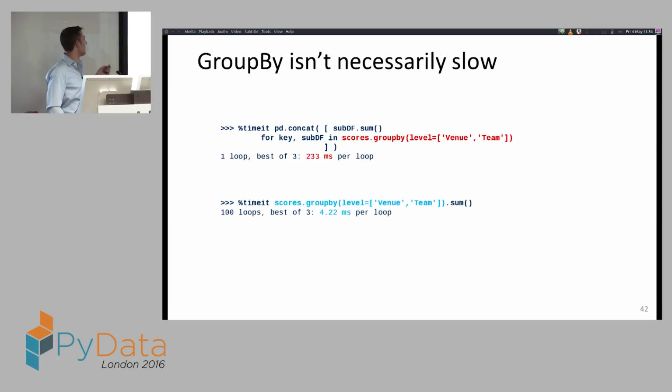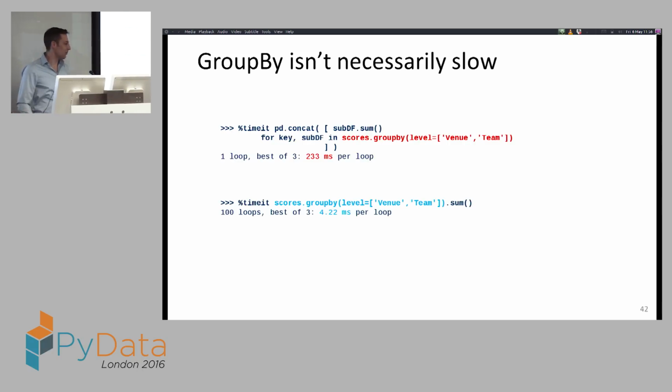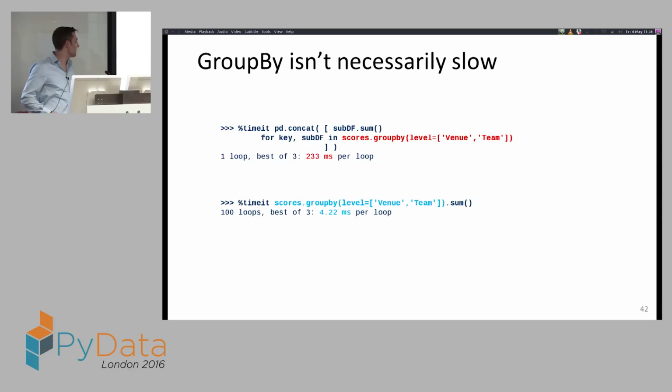We had an example before where GroupBy was pretty slow. If we took all the different chunks and concatenated it, it was 200 milliseconds. If we do it all in line like this, it takes just 4 milliseconds, so that's 50 times faster, which is pretty good.